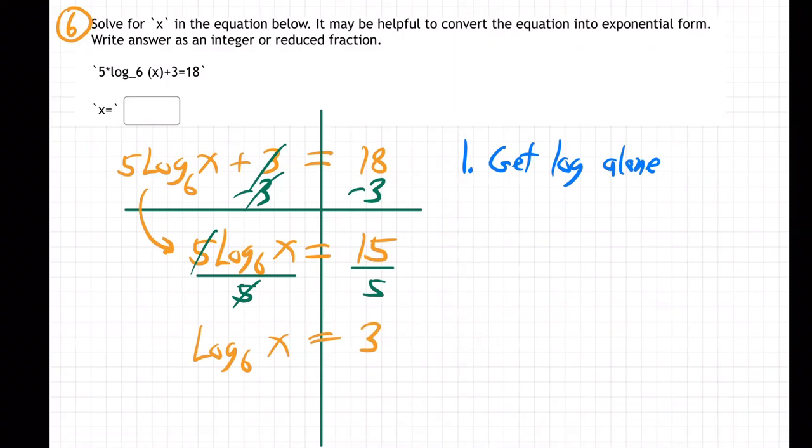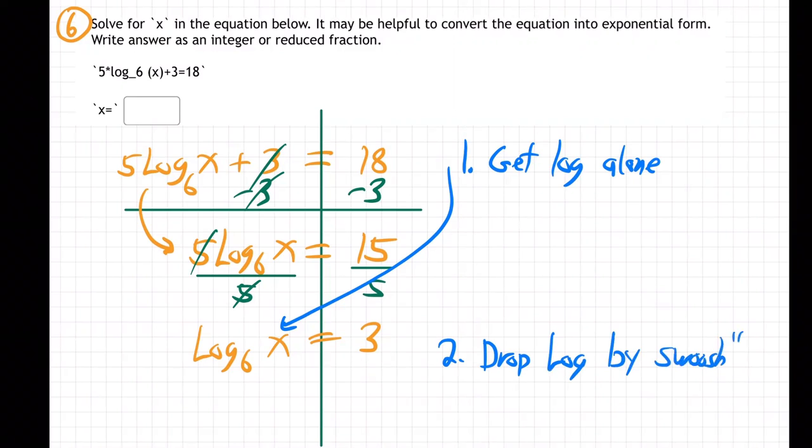All right, so that was all step number one, get the log alone. So just do the work to get rid of the 3 and the 5 so that the log is alone. Now, step two, we're going to lose that log with the swish. Drop the log by the swish thing, right? The little swish circle, like the Nike swish.